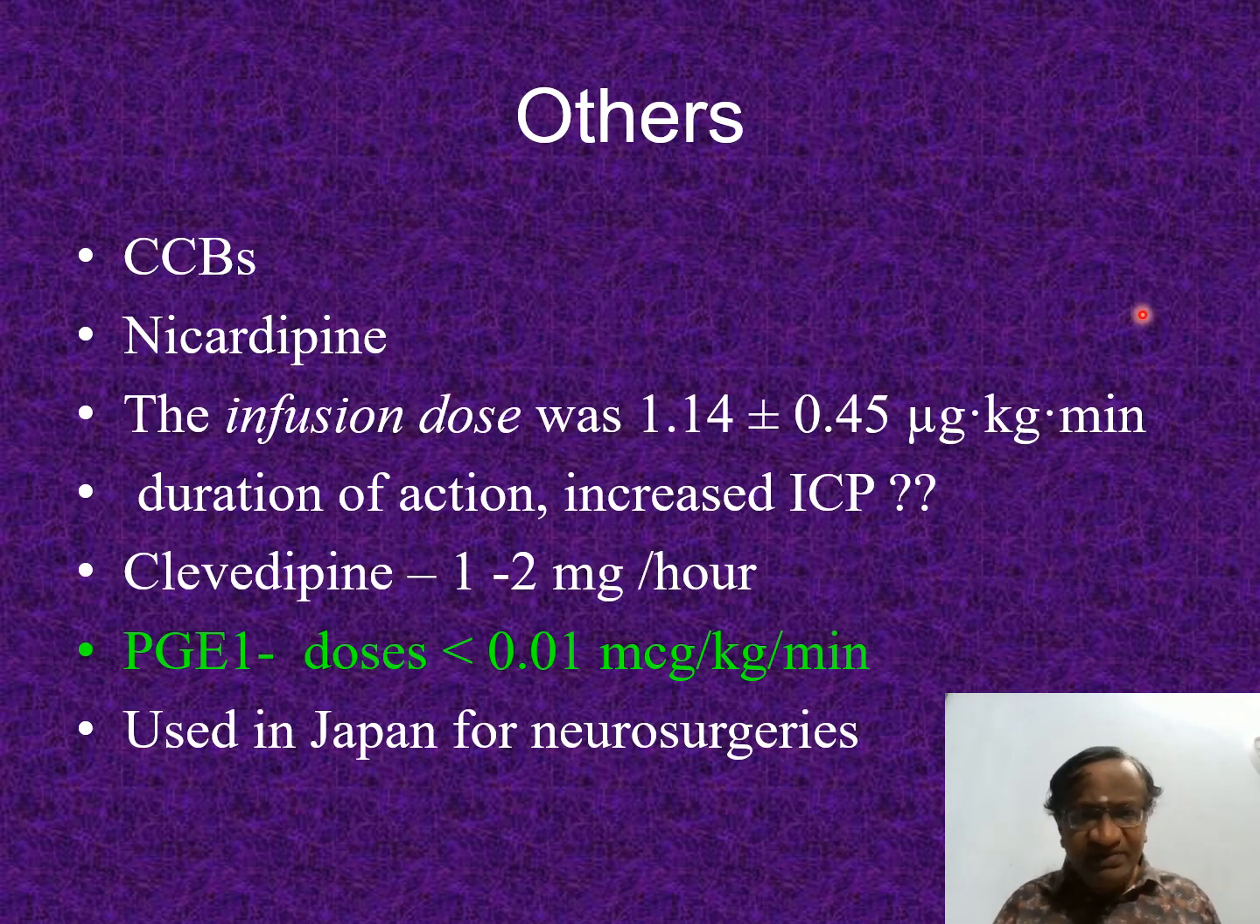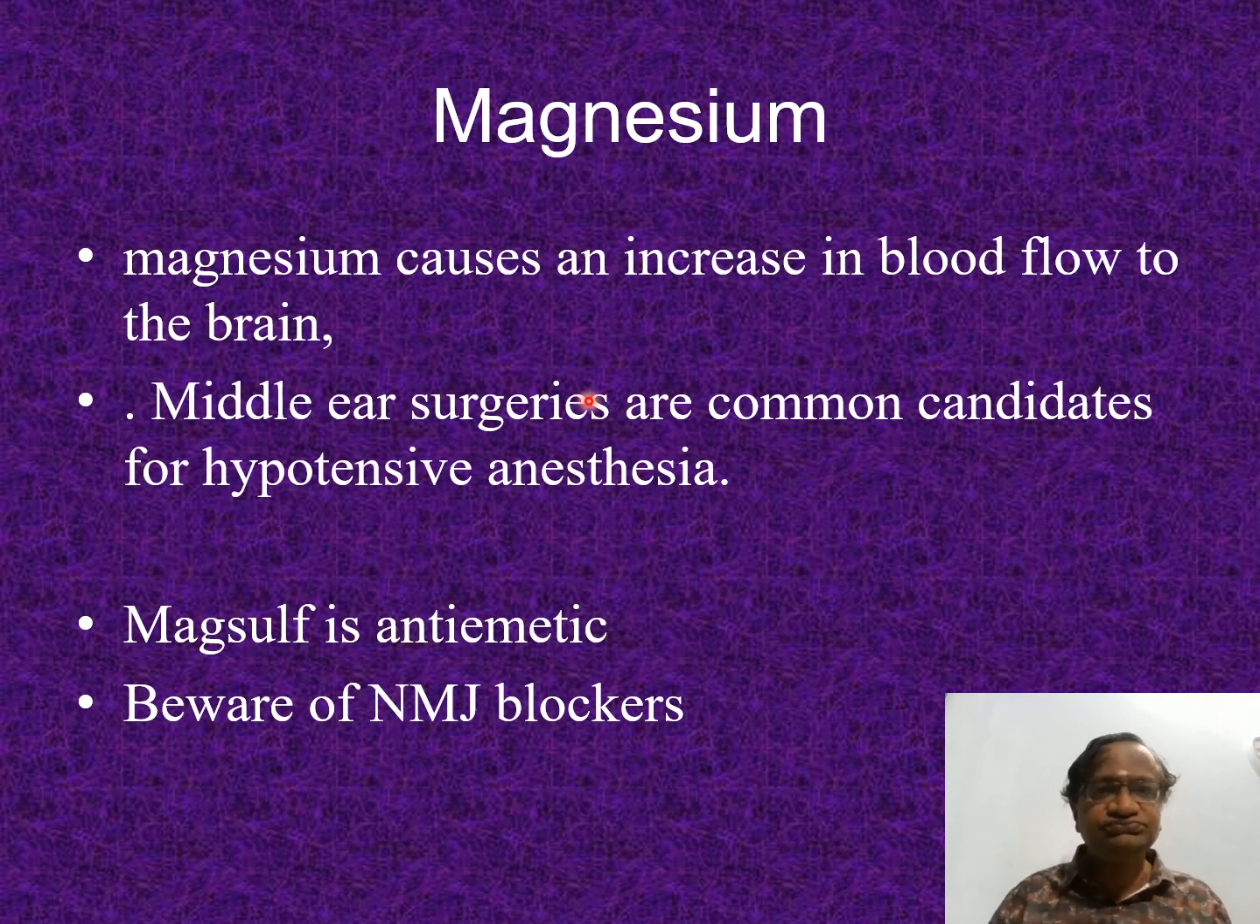Nicardipine infusion is available. Clevidipine infusion is available, and PGE1 is used mostly in Japan in neurosurgeries. So beta blockers and calcium channel blockers. Magnesium causes an increase in blood flow to the brain. The middle ear surgeries are common candidates for hypotensive anesthesia. The problem is we have to be very careful with NMB blockers. MAC itself is anti-emetic, an advantage in middle ear surgeries, but with NMB blockers, yes, the prolonged curarization is a problem.